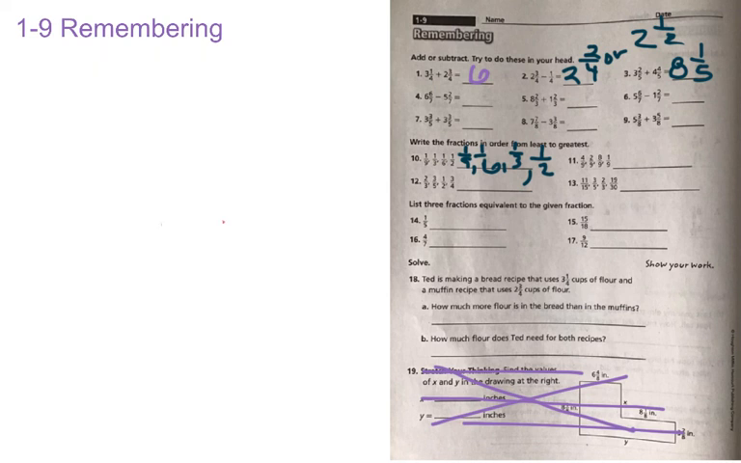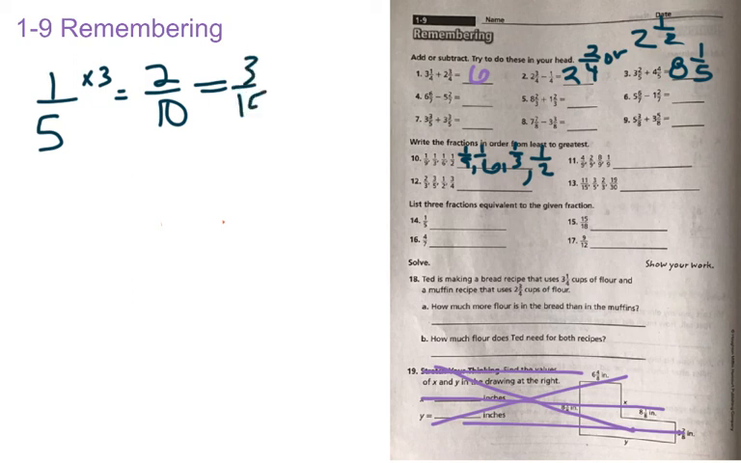Numbers 14 through 17, you're just writing equivalent fractions, and we've had a lot of practice with equivalent fractions. Our first one is 1/5. Remember, you can multiply top and bottom by any number to get an equivalent fraction, or you can also divide them both by the same number. But if I just multiplied 1/5 top and bottom by 2, I would get 2/10, which is an equivalent fraction. Then I can do it again, and I could multiply it this time by 3. And I would get 3/15. Okay, and I could continue on and on that way.